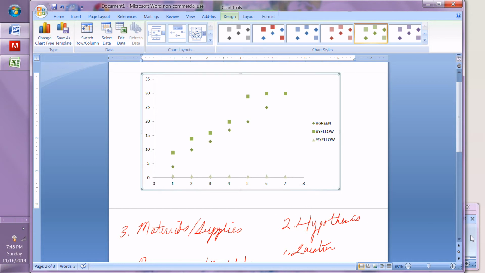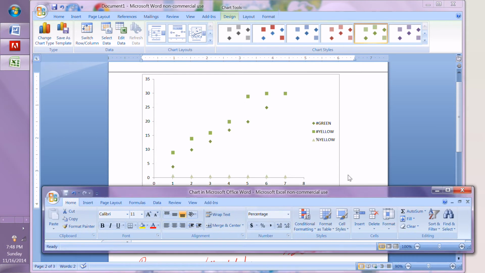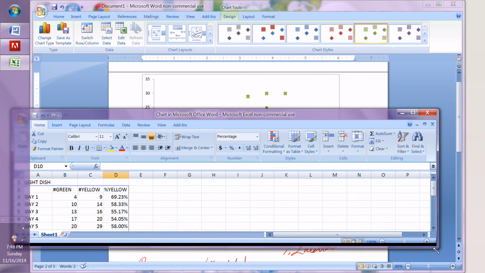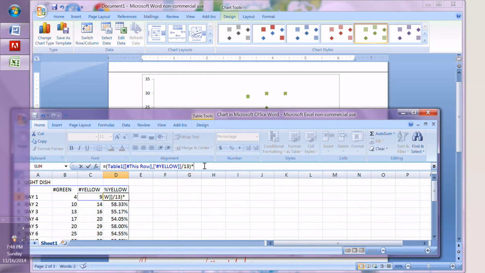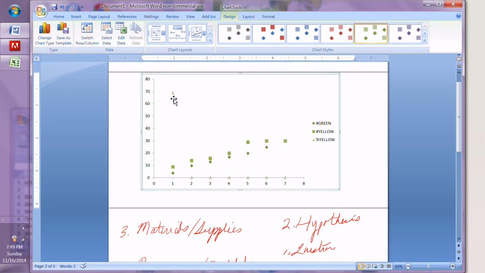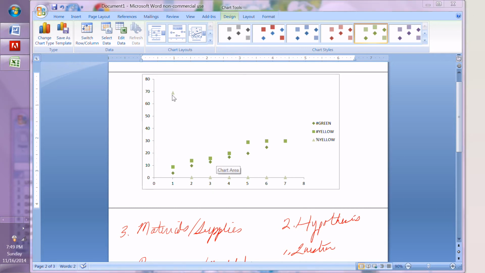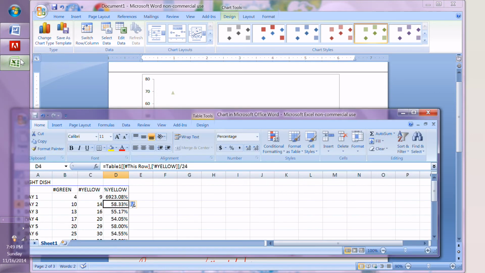If you wanted to make them where they aren't all hanging down at 1, you could possibly multiply it by 100. You'd have to put parentheses around it. Let's see if I can get this to do that. And times 100. And then that'll change how it's represented, so that you can see that a little bit better.